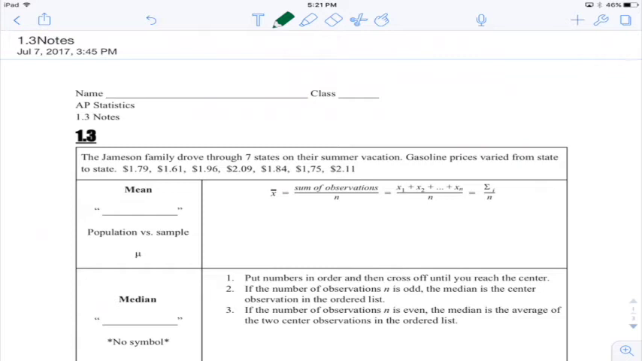All right, AP Stats students, this is 1.3. This is all stuff in this chapter you should have seen before. There's one thing that I'm not so sure about, and that's the standard deviation. That's what we're going to do last. We're going to do some class activities to take care of that. So let's start with the mean.